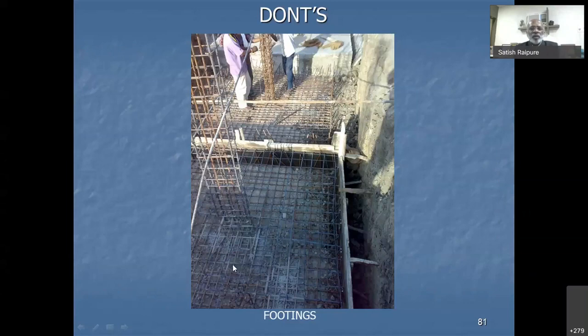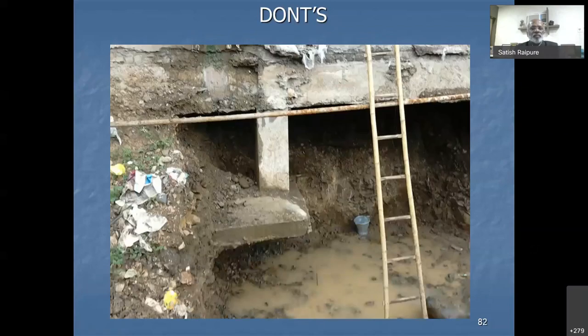Everything is perfect, but you can see the site soil has collapsed in the footing area, and if we don't ask the contractor to remove it, the concreting will be put over this, and soil is as good as cancer to the concrete. Once it comes into contact with the reinforcement, the rusting process will start, and the building and this foundation will not last as long as we had designed.